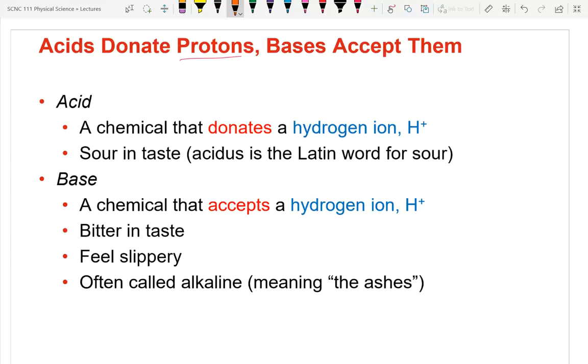Bases, on the other hand, are going to accept a proton, accept a hydrogen atom, and those bases feel very slippery. And they're bitter to the taste. So something that's bitter is basic. And we also call them alkaline, meaning ash. So if you are rubbing something that feels slick, it's probably basic.